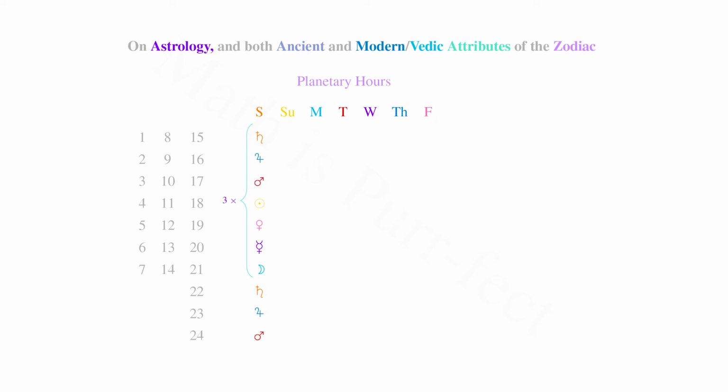The next planet after Mars is the Sun, leading us directly into Sunday, with Sun, Venus, Mercury, Moon, Saturn, Jupiter, and Mars repeated 3 times, ending with the Sun, Venus, and Mercury, which is followed by the Moon or Monday. Hence the first 7 hours of Monday correspond to the Moon, Saturn, Jupiter, Mars, Sun, Venus, and Mercury, repeated 3 times and then ending with the Moon, Saturn, and Jupiter, after which follows Mars and Tuesday.